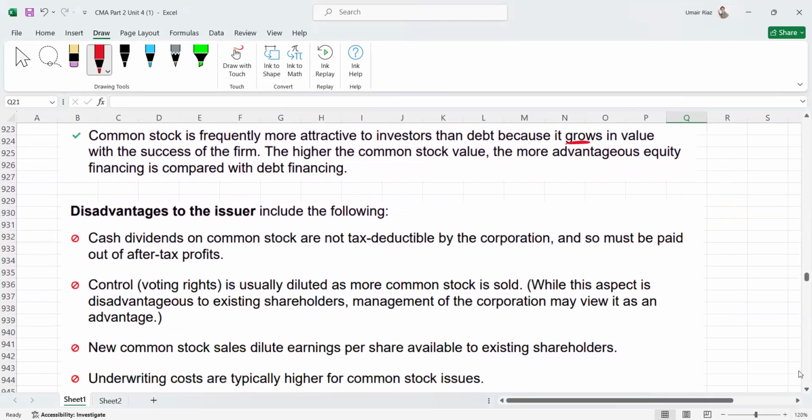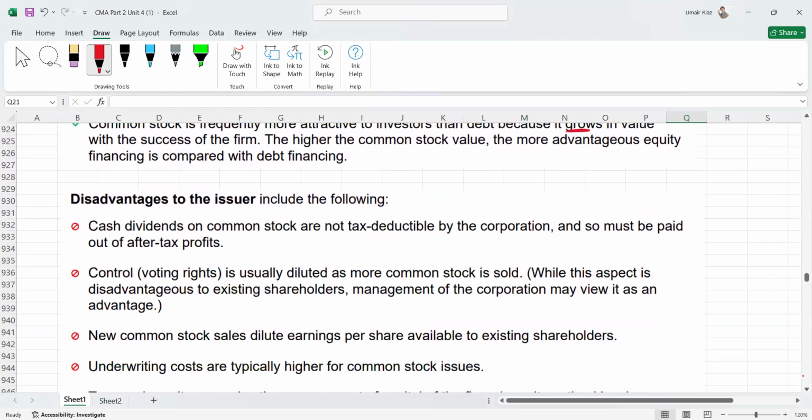Then we have certain disadvantages to the issuer. What is the disadvantage to the issuer? Number one, the cash dividend on common stock is not tax deductible. This is a really important point when you compare with debt. On debt, we always pay interest, and this interest is our expense, which we can record as an expense in our tax returns. Tax returns means the documents which we file with the tax authorities to pay the corporation tax.